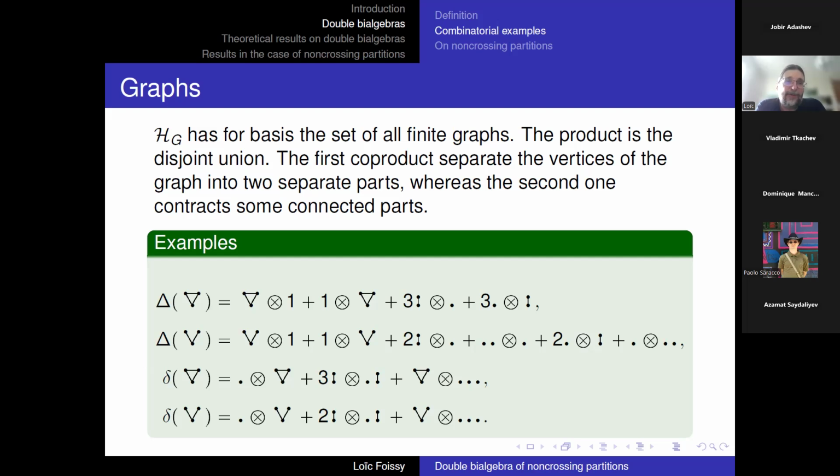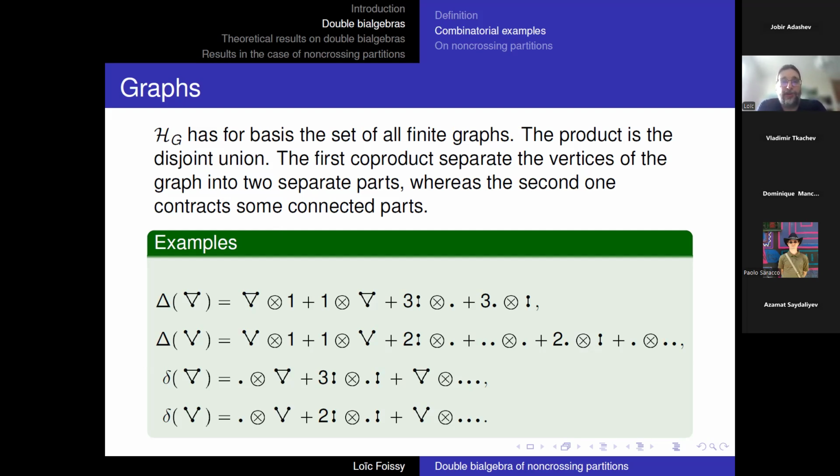So my first combinatorial example will be on graphs. I take a vector space which has for basis the set of all finite graphs, so something very huge. There are a lot of graphs. And with a very simple product, which is the disjoint union. So, for example, this is a disconnected graph, and in fact, this is the product of a graph with a single vertex times itself. So the product is very simple. The unit is just the empty graph, okay?